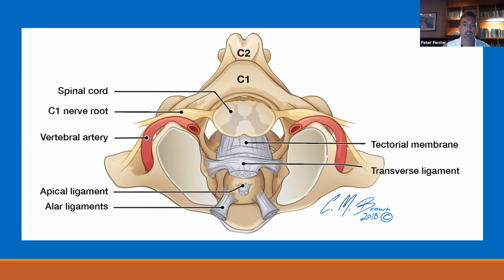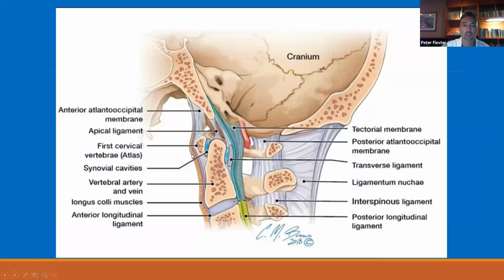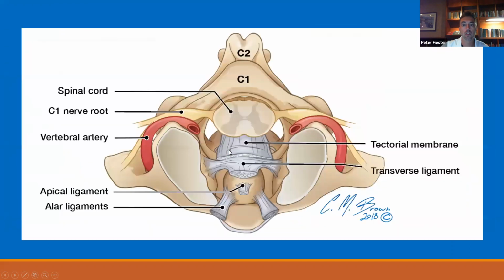It has two functions. One is that it allows rotation of C1 on C2. And the way it does that, it has a little synovial capsule anterior to it. And the anterior margin of the transverse atlantal ligament has a smooth fibrocartilaginous surface, which facilitates rotation of the atlas on the axis. So that's function number one.